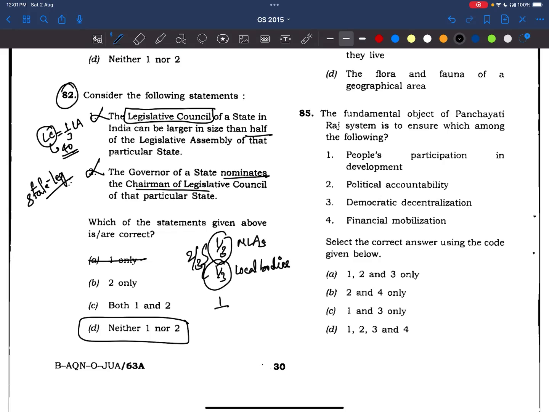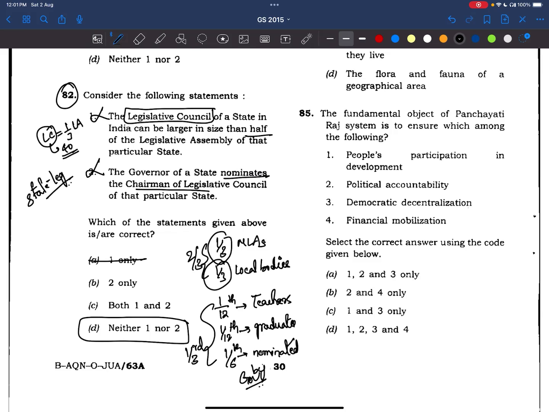In that 1/3, 1/12 are elected by teachers. Again 1/12 are elected by graduates. If you add 1/12 and 1/12, it becomes 1/6. And the other 1/6 is remaining, so this becomes the 1/3 value. This 1/6 is nominated by the governor.